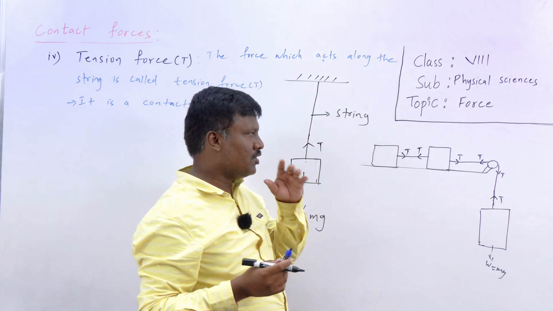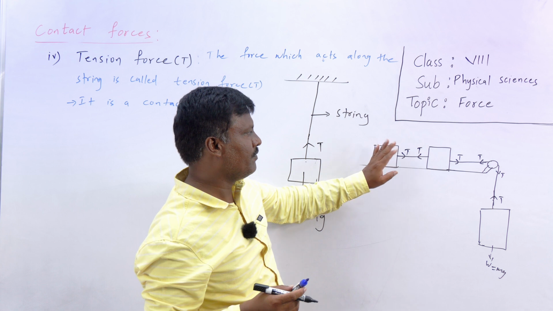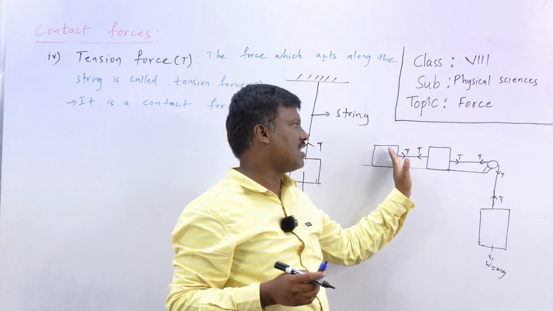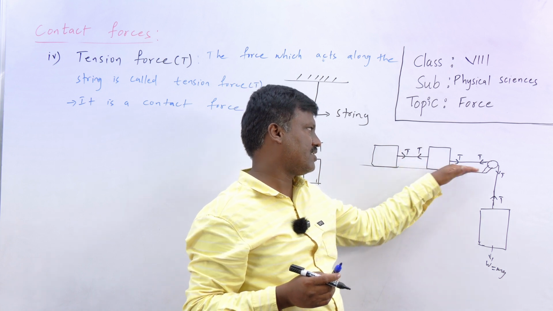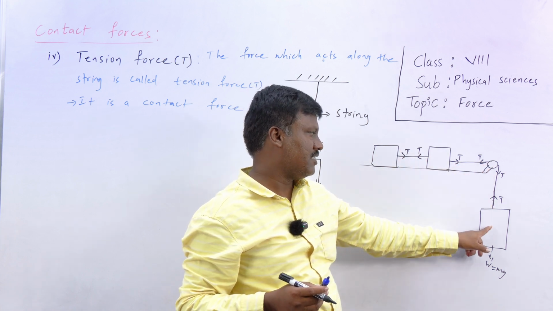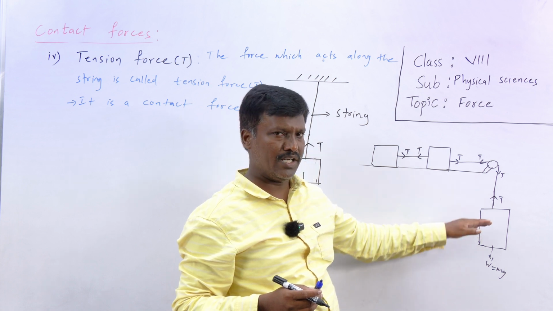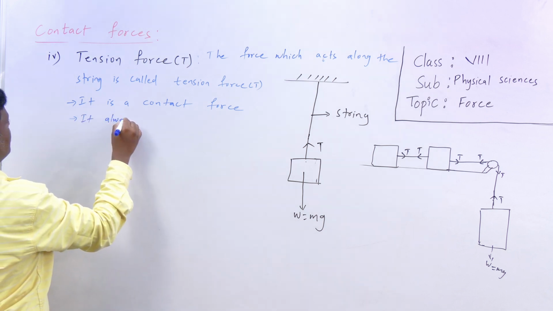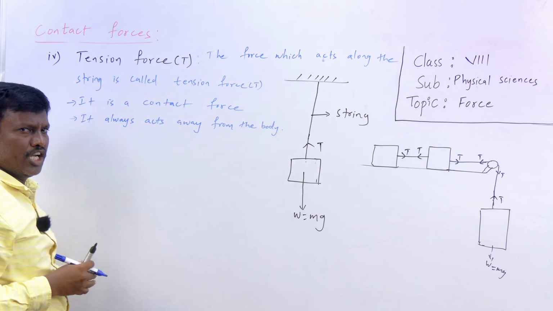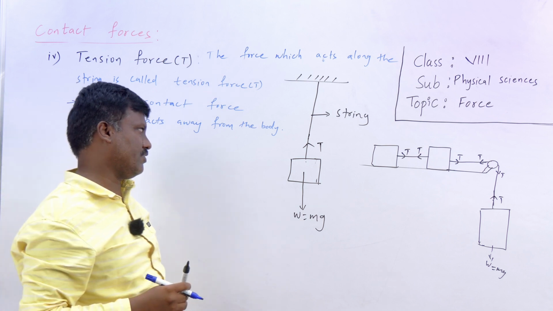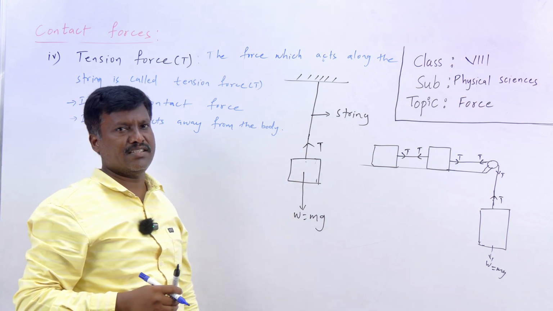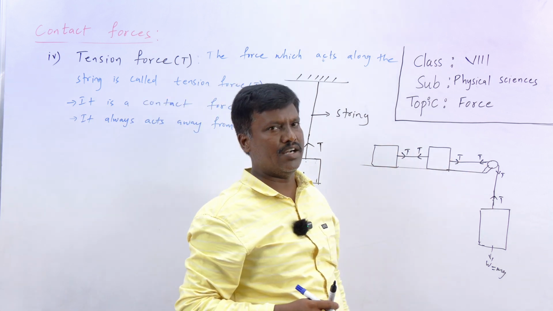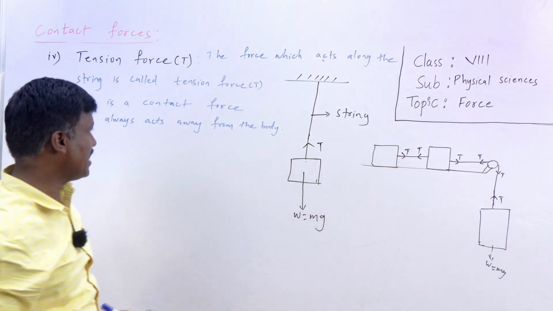Here my intention is that you understand the direction of the tension force. This is the block. You see, the tension force acts away, in both directions. This is the pulley. Tension force away. This is the block. Tension force is away, not along the body, away from the body. So tension force always acts away from the body. I hope you understand what tension force is. It's a contact force because the string and the masses, blocks and pulley, are all in contact. So this is about the tension force.